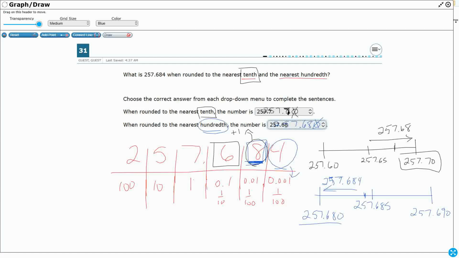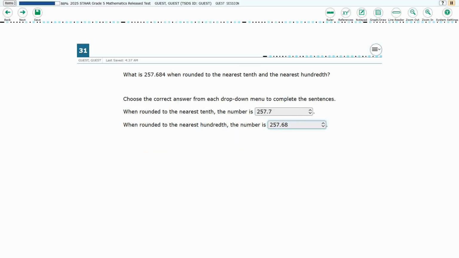So that first one actually rounded up because that 8 is going to make that 6 go up to 7. That second one rounds down because that 4 makes that 8 stay the same. So those are our two answers for 2 points.